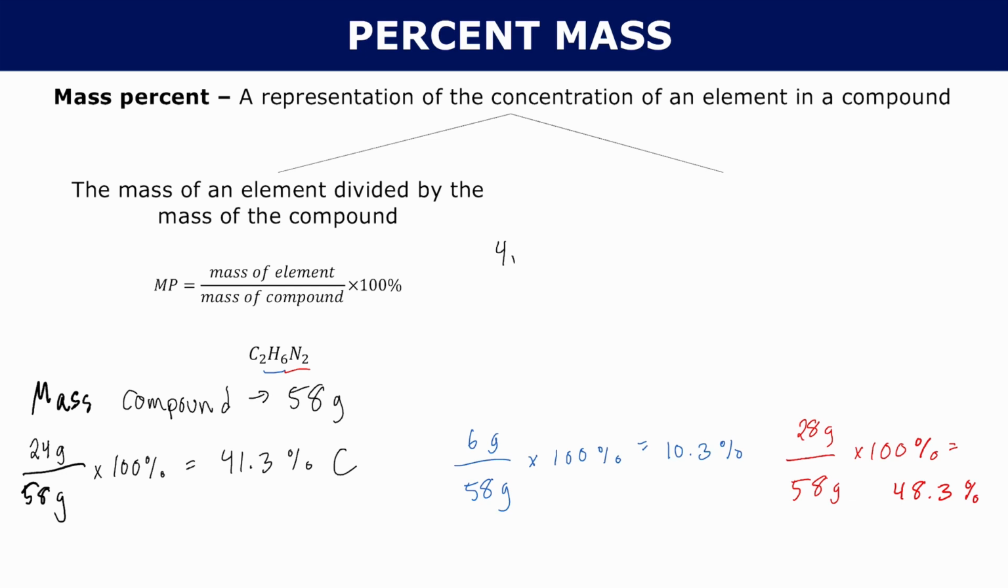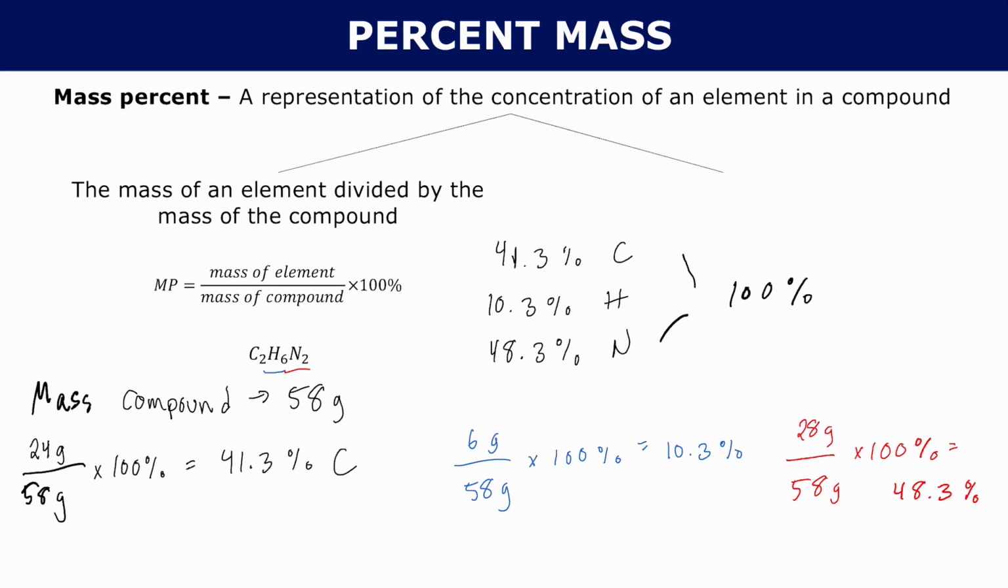So your final set of answers is that C2H6N2 is 41.3% by mass carbon, 10.3% by mass hydrogen, and 38.3% by mass nitrogen. Now, if you notice, all these percentages add up to 100%, and that should make sense.